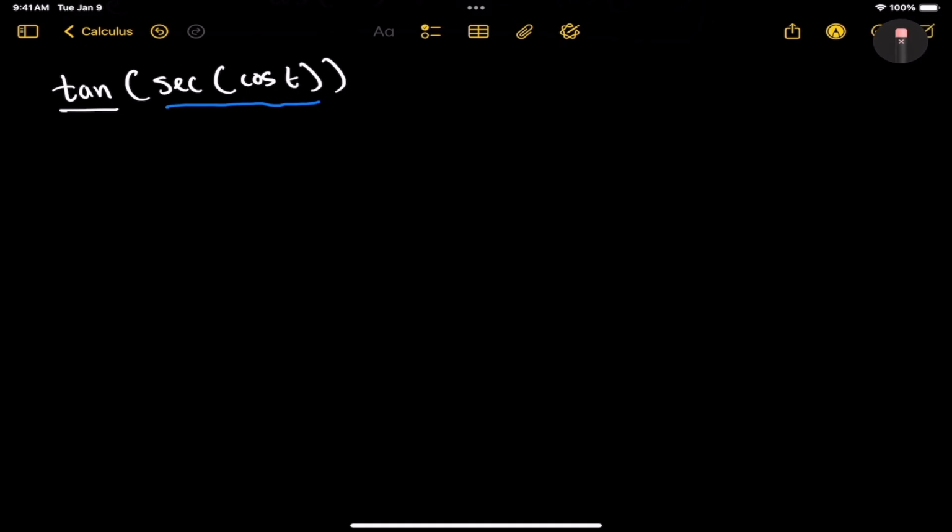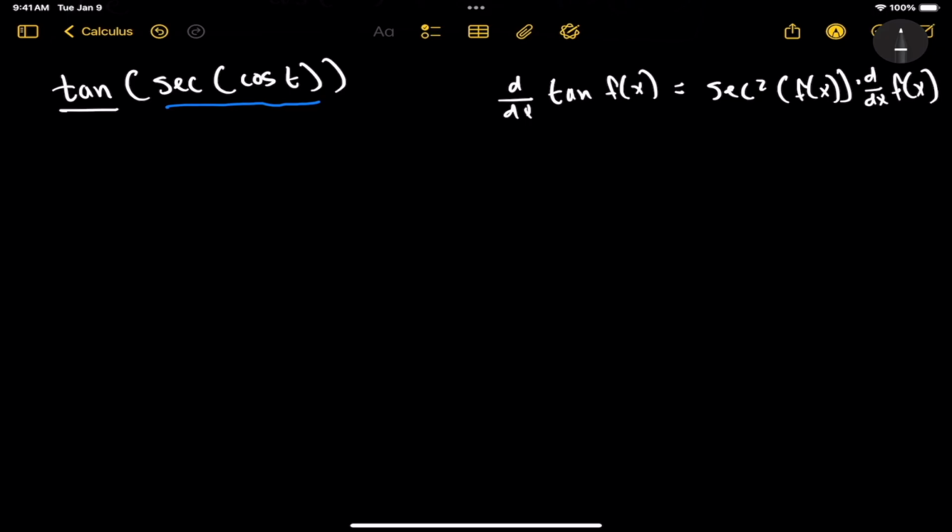We take the derivative of tan, which is going to be secant squared, and then whatever the function is. So if you want to write that rule down, you can. We'll just say the derivative of tan f of x is equal to secant squared f of x, and then you take the derivative of f of x. So that's really the rule.